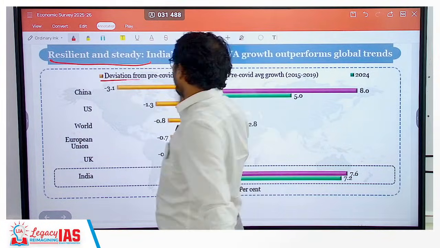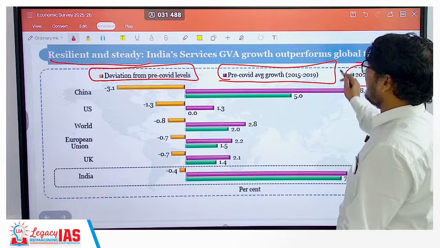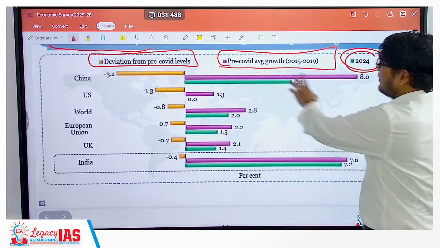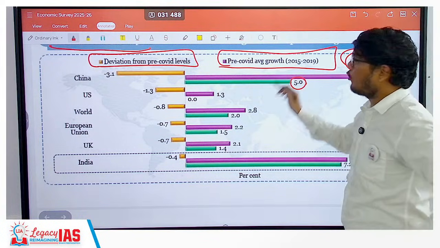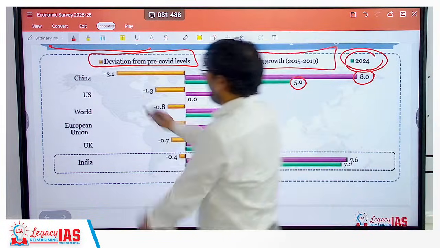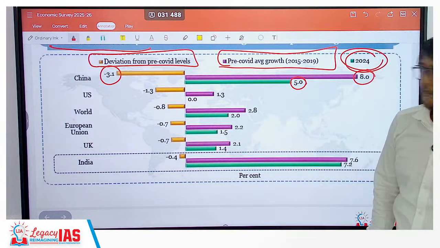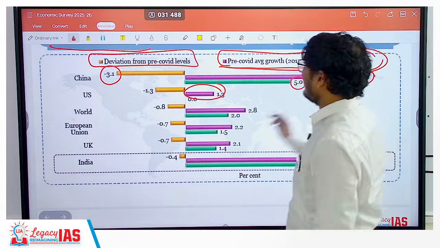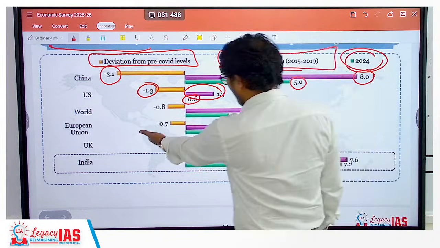So deviation from pre-COVID levels, if you look at, this is the pre-COVID actual growth rate, and this is for 2024. So how much is the deviation? Let me explain this graph completely. Pre-COVID actual growth rate for China was 8%. In 2024, it is growing by 5%. So what is the deviation? The deviation is approximately 3.1%. That means the gap between this and this is about 3%. If you look at the USA, pre-COVID growth was 1.3%. Presently what is it? 0. So what is the deviation? 1.3%. So for everyone there is a huge amount of deviation.